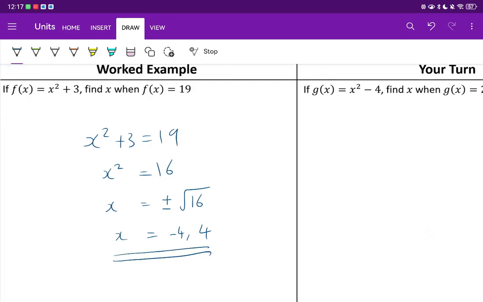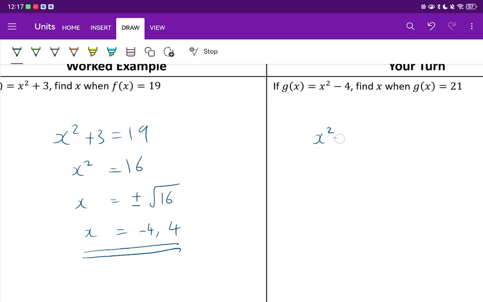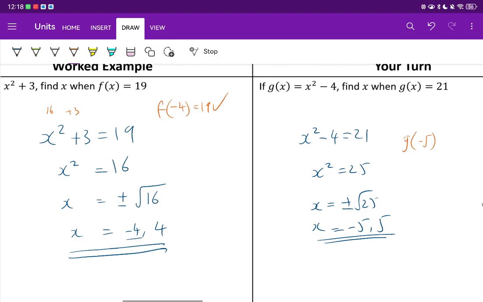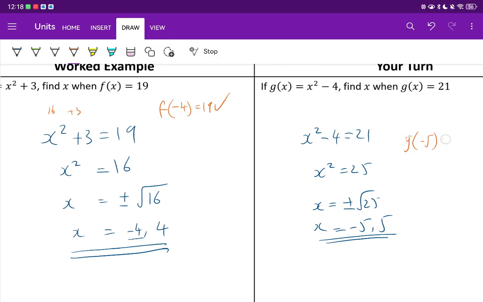So for example, this one over here, x equals plus or minus the root of 25, so it's minus 5 or plus 5. Now you can check by just subbing minus 4 into the original, get minus 4 squared is 16, add 3 is 19, so f of negative 4 is indeed 19, just like here, g of negative 5 is negative 5 squared, 25, take out 24, 21 as well.